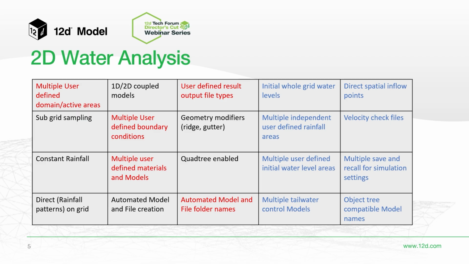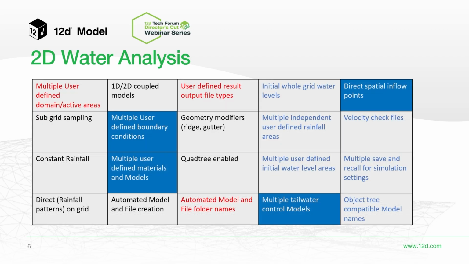Initial whole grid water levels, multiple independent defined rainfall areas, multiple user-defined initial water level areas, tailwater control models, spatial inflow points, and I will be showing you most of those today. There are, however, a few things that I won't be showing you, which will be coming in a follow-up as they are still under development. Those will be your multiple boundary conditions, your direct spatial inflow points, and your multiple tailwater control models. So we'll follow that up with a follow-on or an appendix for this presentation.